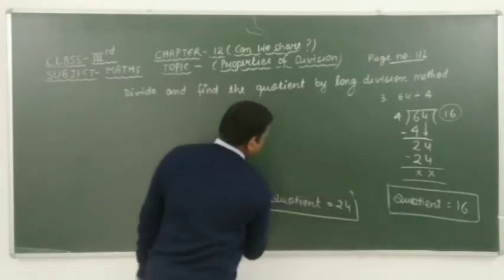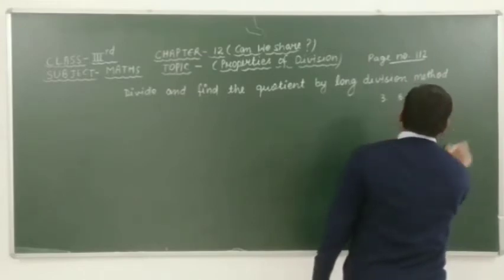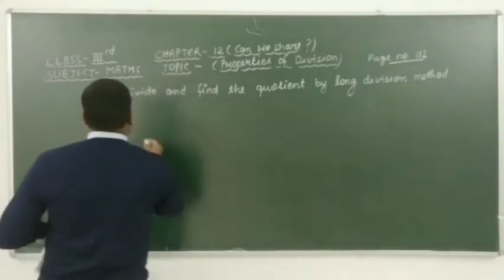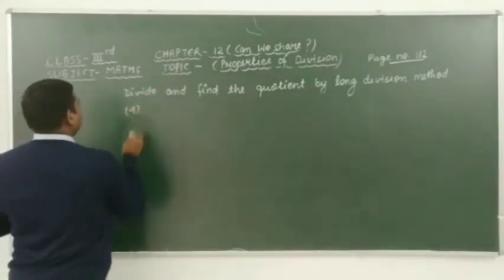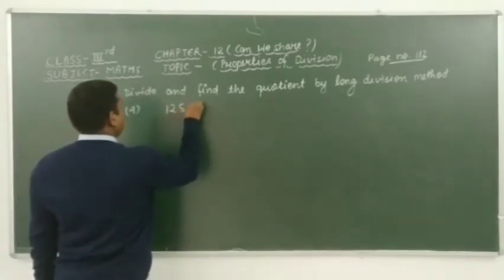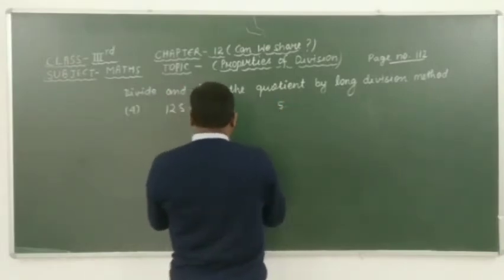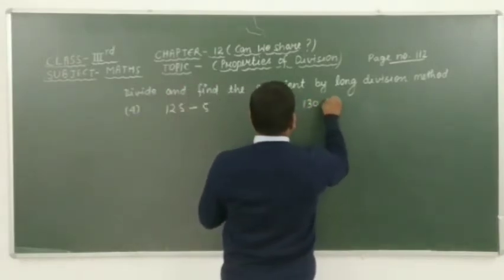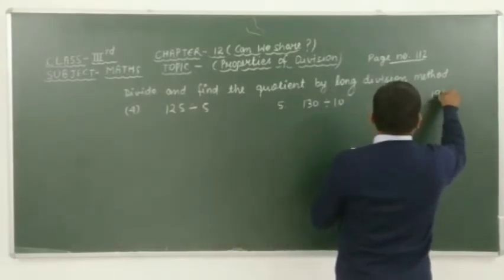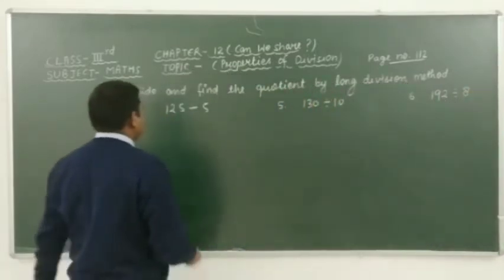question number 4 is 125 divided by 5. Question number 5 is 130 divided by 10, and question number 6 is 192 divided by 8. Okay students, look here carefully.